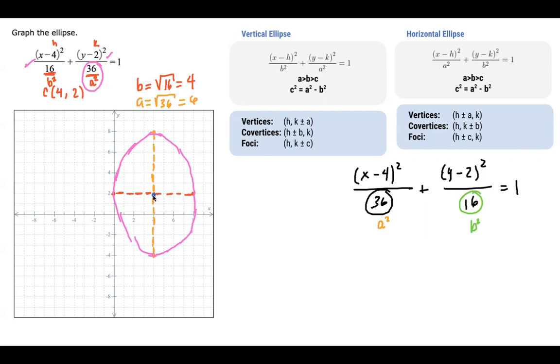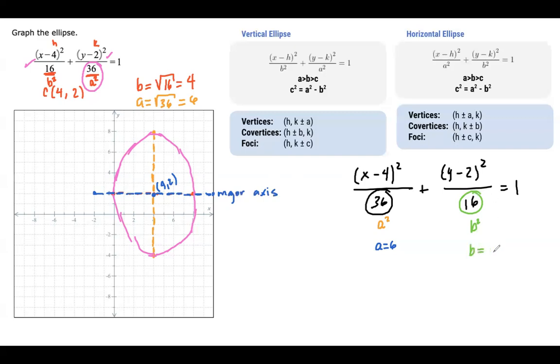So the center is the same at 4, 2, but the horizontal length is now 6. So you're going to go 1, 2, 3, 4, 5, and 6 to each side. So those will be known as the vertices. The vertices are always on the major axis. So the major axis on this one is horizontal. So that's why the ellipse will be horizontal.